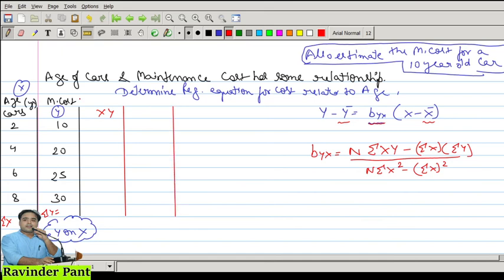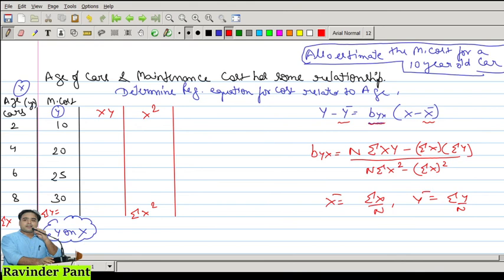You make a square, x square निकालिए, इसका स्क्वायर कीजिए, you add them, you will get summation x square. So now we have this xy. Independently we can calculate the mean of individuals, like x bar will be calculated as summation x upon n and y bar as summation y upon n. Then you put these values into this, you get your regression equation. Now it says that 10-year-old car का maintenance cost निकालना है. So the value of x is given as 10, you calculate the cost.